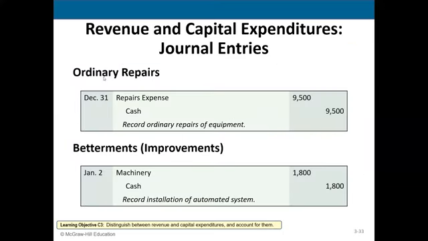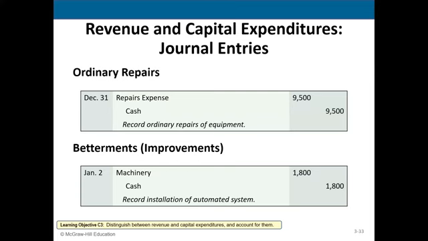Here's an example. So a repair expense, simple repair, okay, normal stuff. Debit repair expense, credit cash. Yeah, just a simple expense. This is an oil change, okay? This is something simple, just to continue the operation of the equipment.